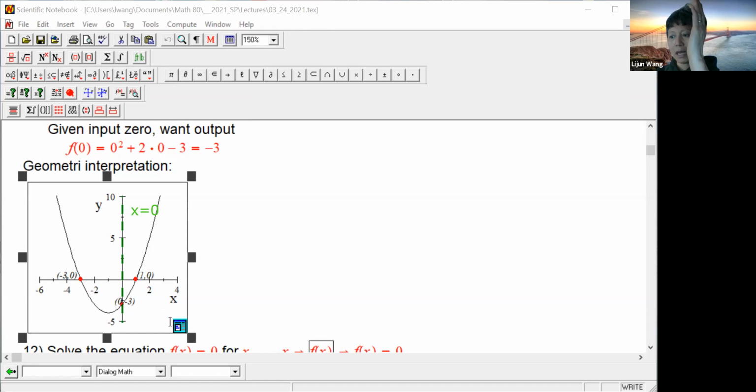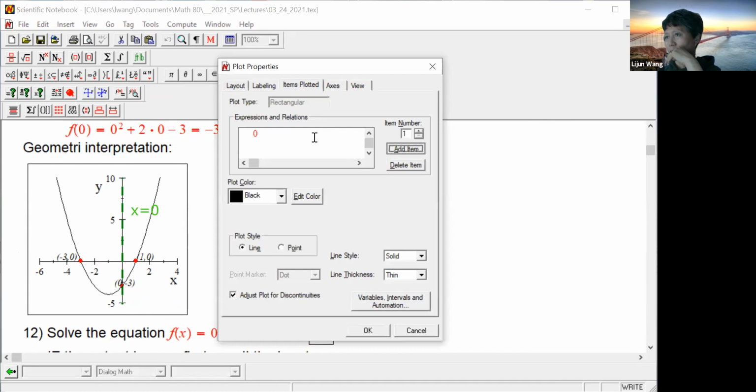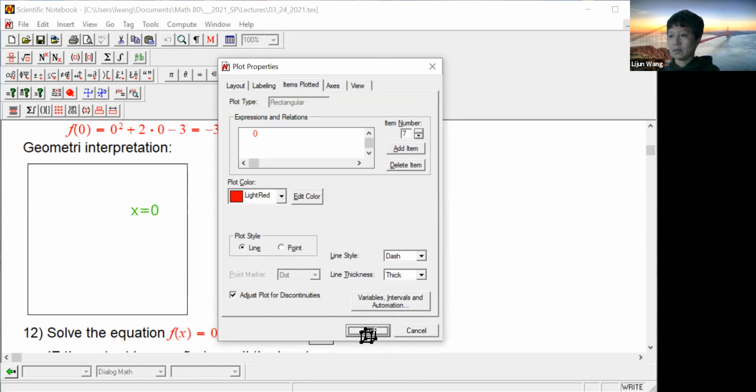Yeah? Now, what if the output is given? When the output is given, it's a horizontal cut. Okay, so let's cut it. It's a horizontal cut.